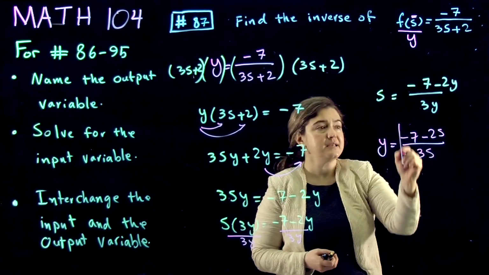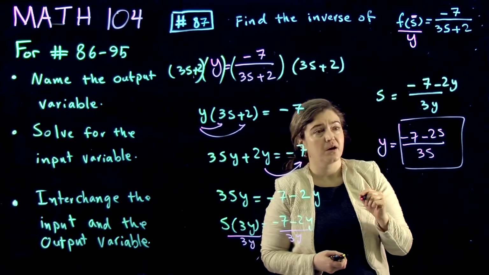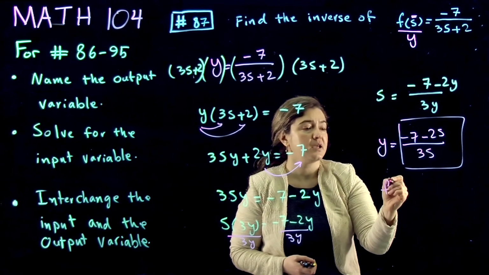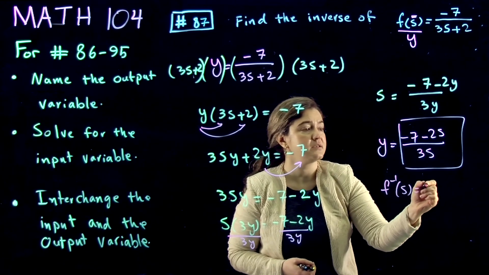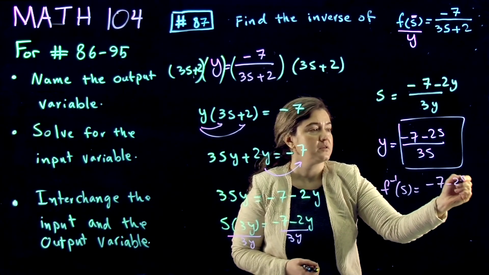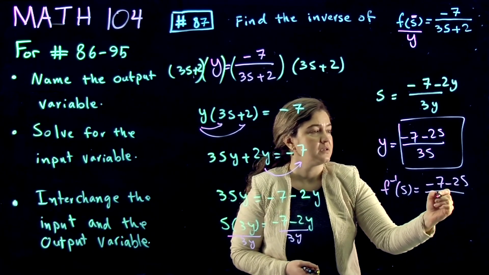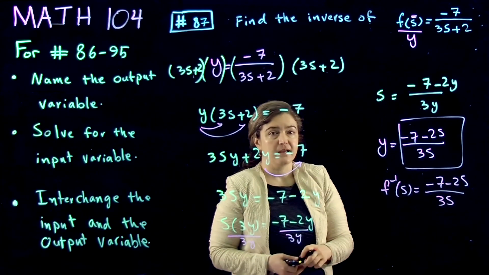Now, this is what you enter in your gateway exam, which is f inverse of s is equal to negative 7 minus 2s over 3s. And we're done.